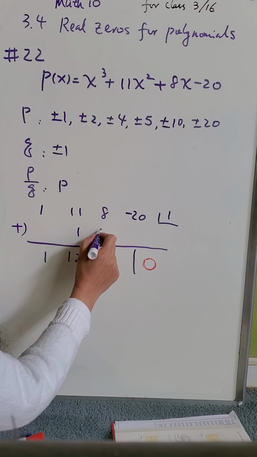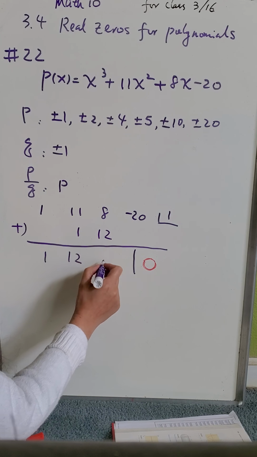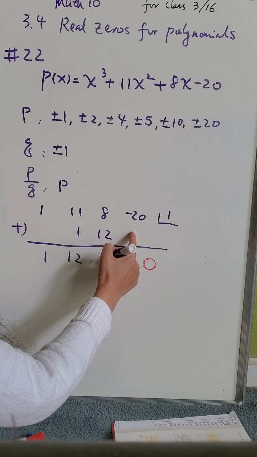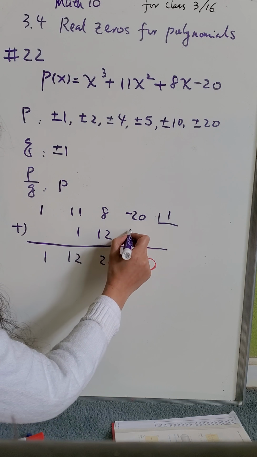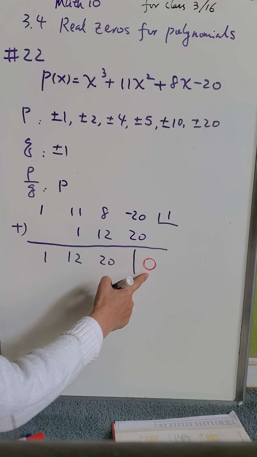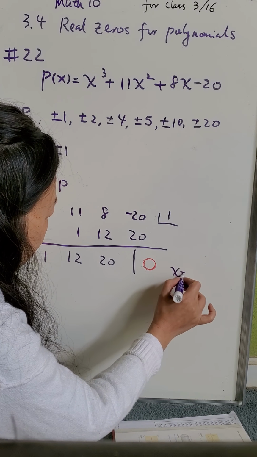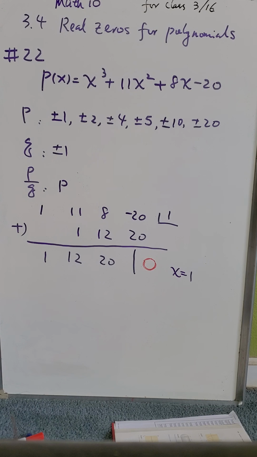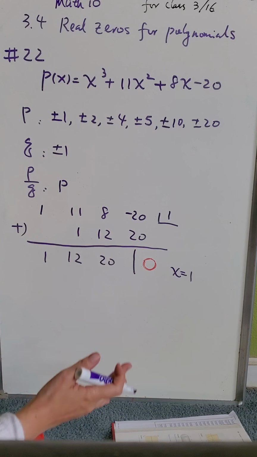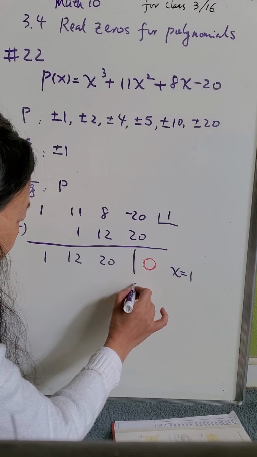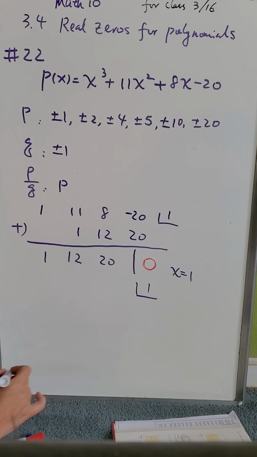Then 1 times 12 is 12, and that goes to 20. Then 1 times 20 is 20, and you can see 0 works. That means x equal to 1 is one solution. Now you can try 1 again, because sometimes 1 can work twice. So I'm going to try 1 again.